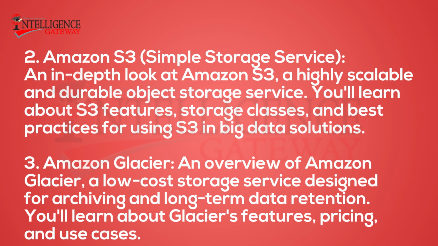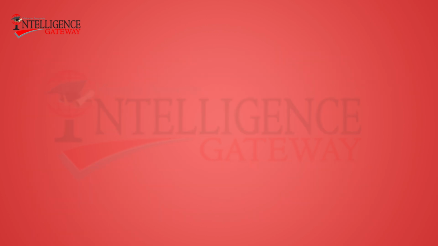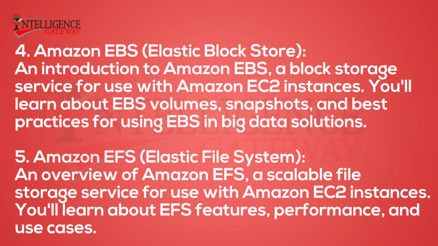3. Amazon Glacier, an overview of Amazon Glacier, a low-cost storage service designed for archiving and long-term data retention. You'll learn about Glacier's features, pricing, and use cases. 4. Amazon EBS, Elastic Block Store. An introduction to Amazon EBS, a block storage service for use with Amazon EC2 instances. You'll learn about EBS volumes, snapshots, and best practices for using EBS in big data solutions.